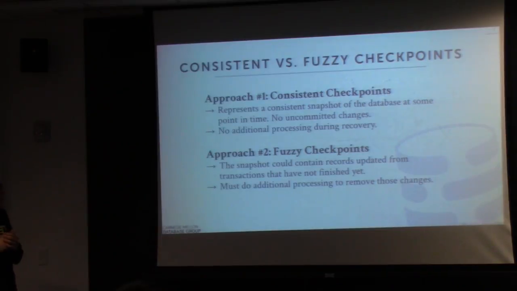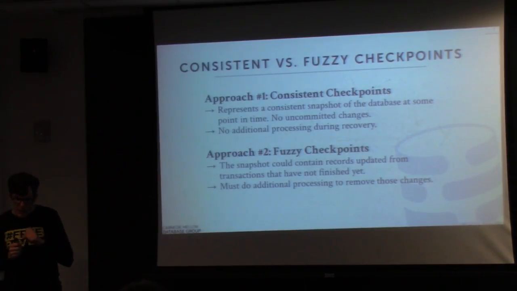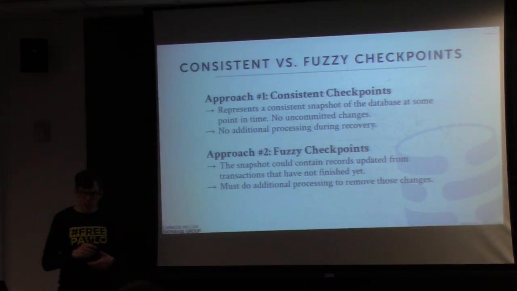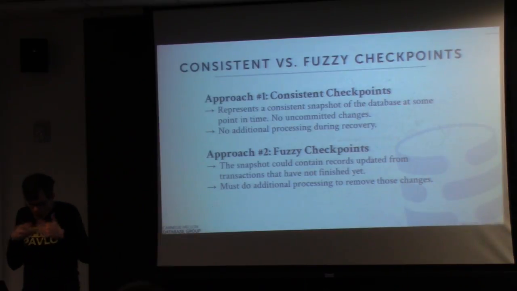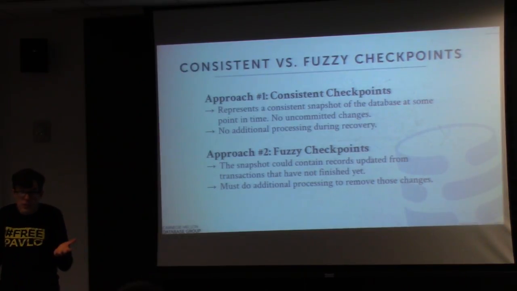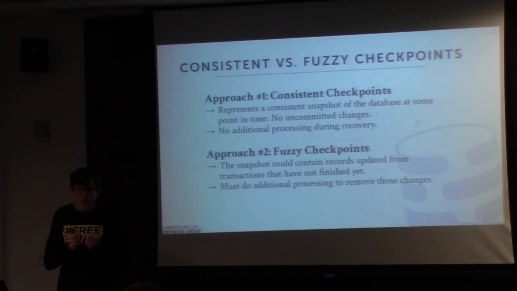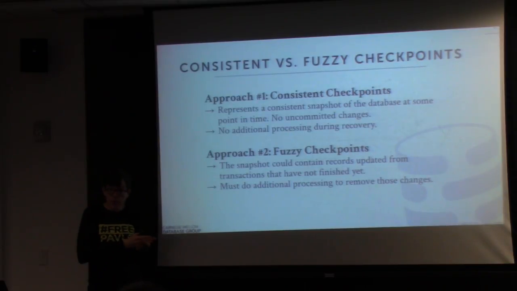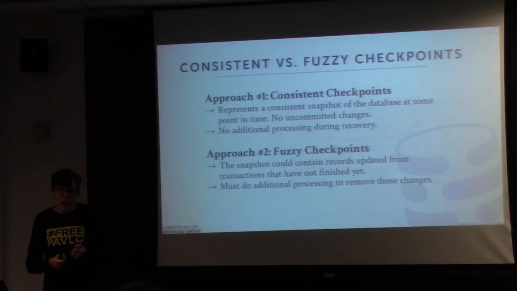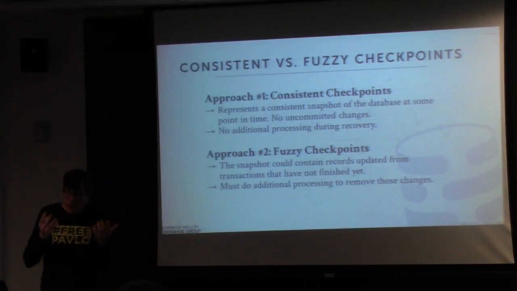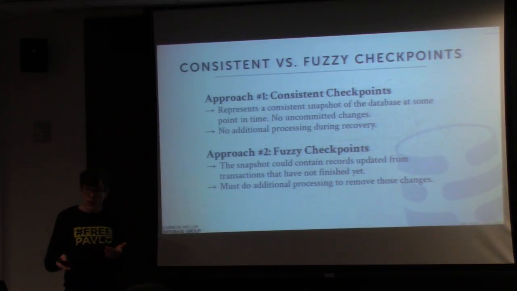So all the schemes you read in the paper, and all the schemes we'll talk about today, are taking what are called consistent checkpoints. If you think of it in the context of snapshot isolation, when you write out the contents of the database to disk in your checkpoint, you know it's a consistent snapshot of the database at a single point in time. Meaning in your checkpoint, you will not see any tuples modified by transactions that hadn't finished when the checkpoint started.